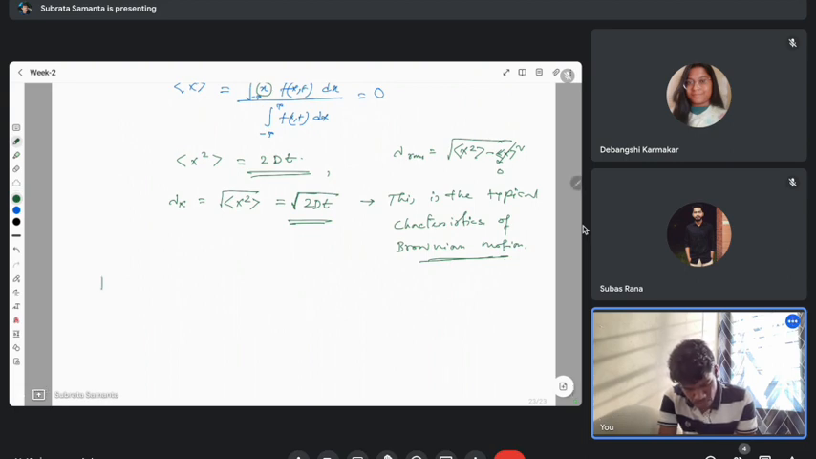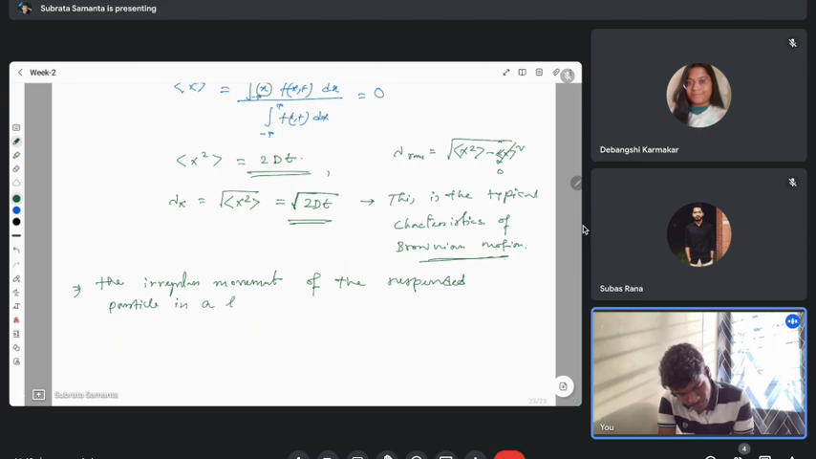The irregular movement of the suspended particle in a liquid is caused by thermal motions of the molecules in the theoretical point of view. Now, physically, this irregular movement of the suspended particle in a liquid is caused by the thermal motions of the molecules.